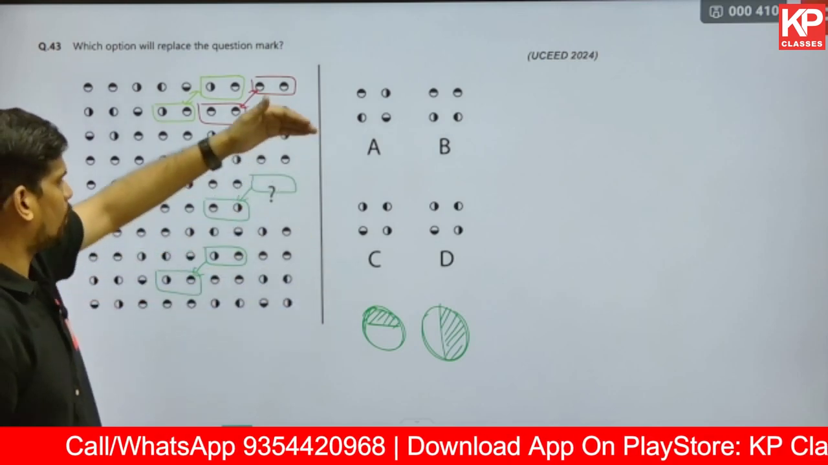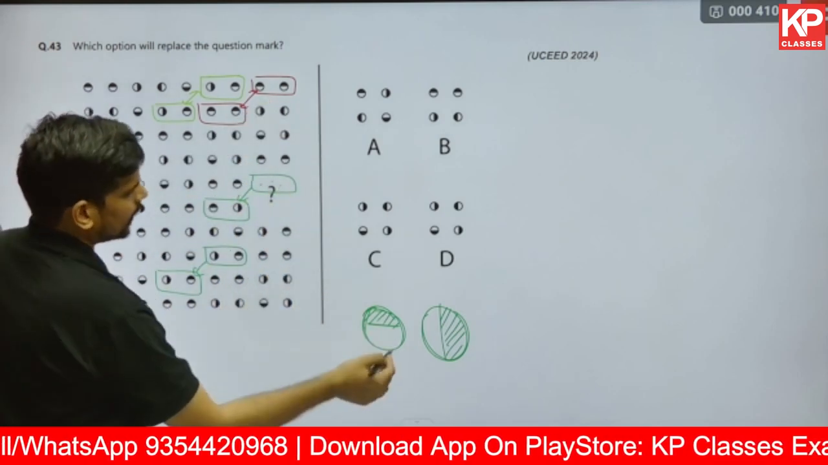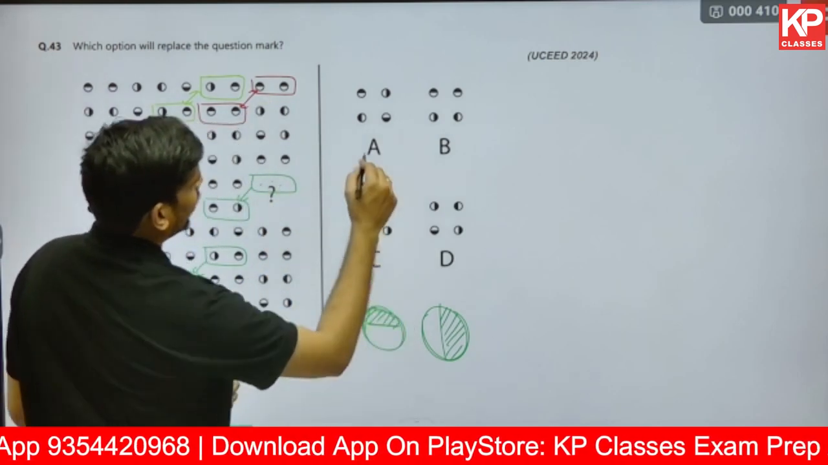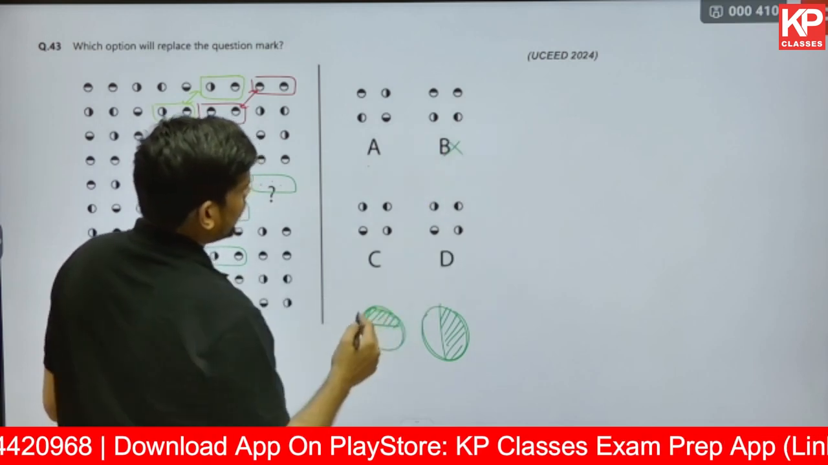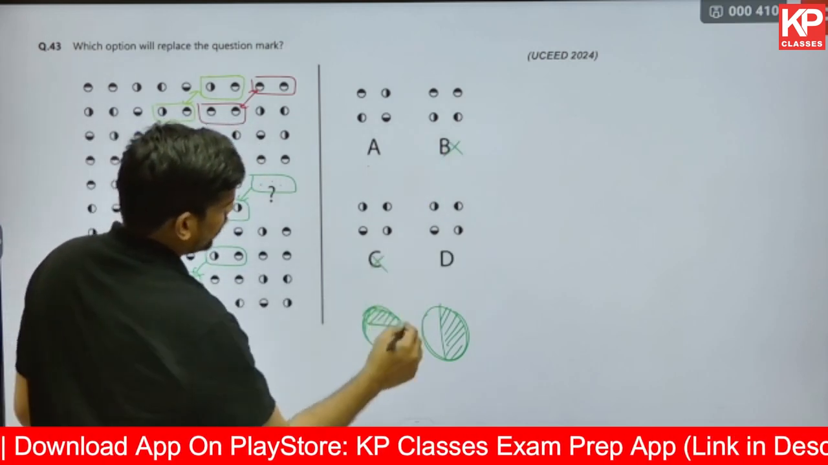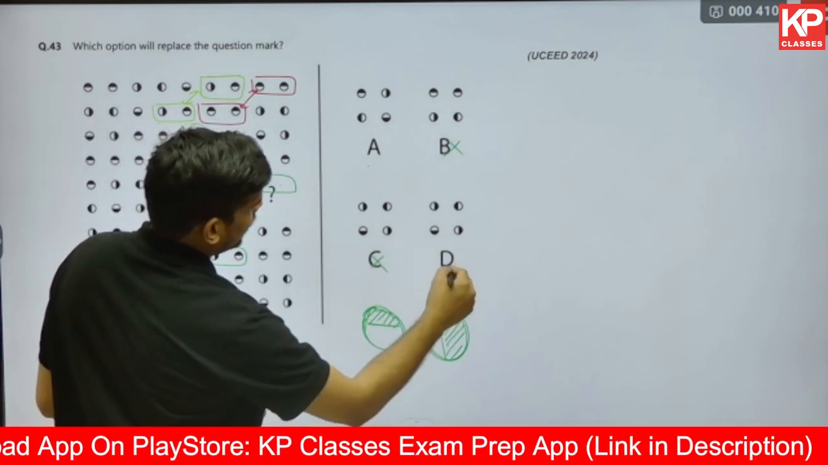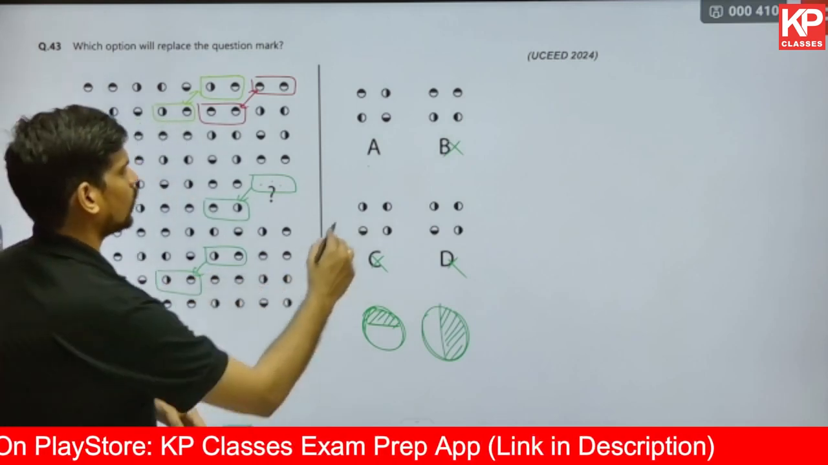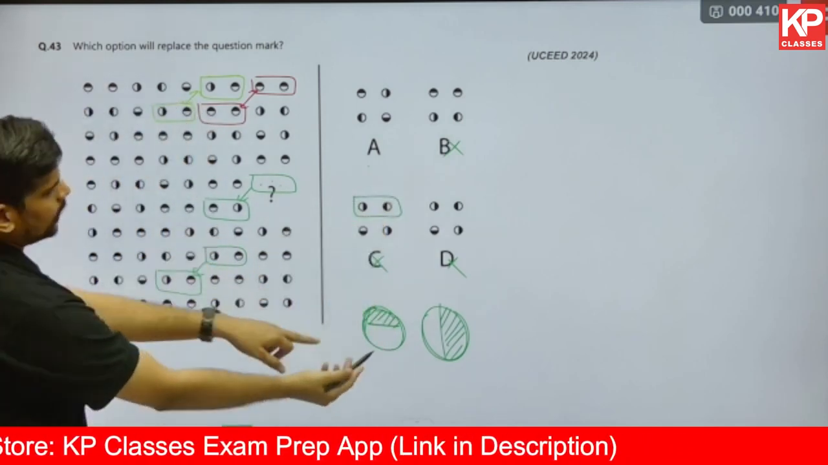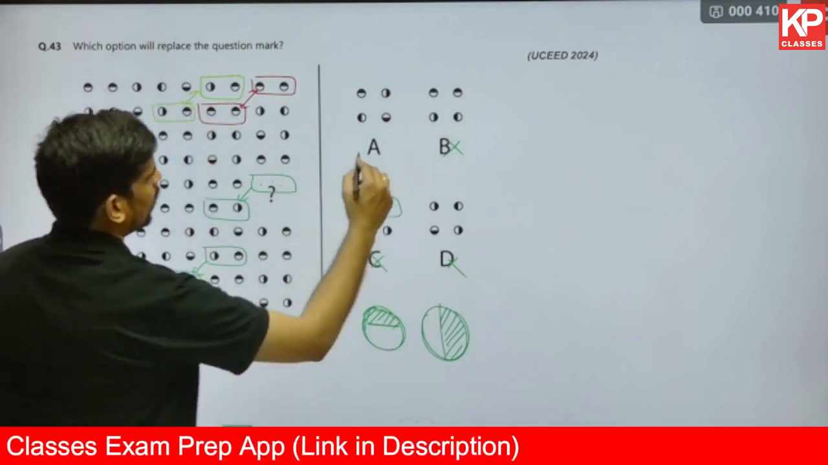This will be in the top two portion. Top two circles will be of this sort. So A can be correct, B can be eliminated, C can also be eliminated. In fact, D can also be eliminated. I'm just looking for the top two. That has to be of this orientation. So only one option is meeting.